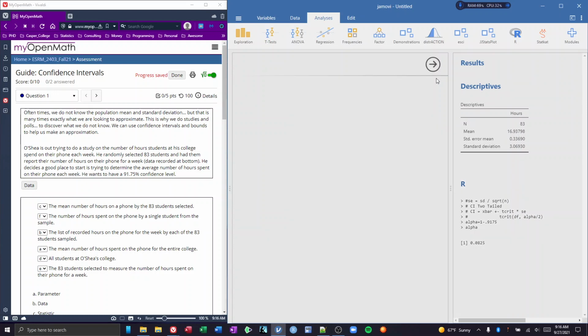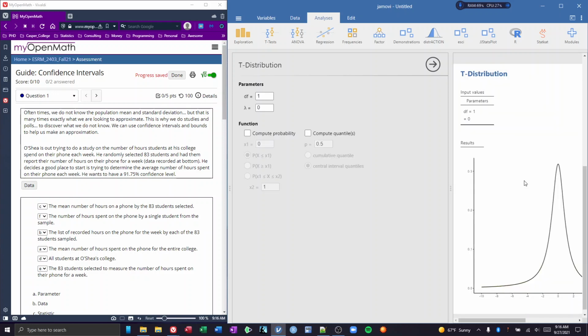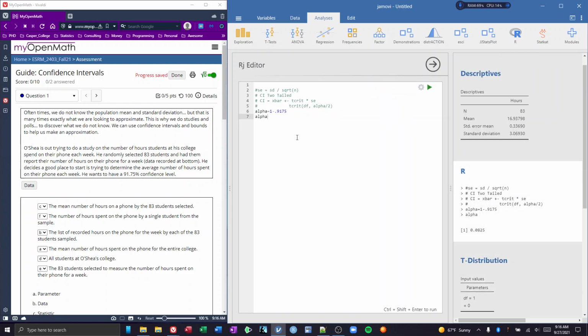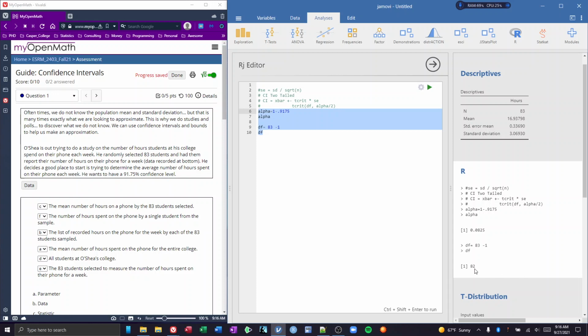When our t-distribution comes up, it's going to give us a graphic and a bunch of options. It gives us some parameters that we need to put in, and then we need to compute a quantile in order to get this t-critical. Real quick, let's go back to our editor. In here, we need to know our degrees of freedom, and the degrees of freedom is just the sample size minus 1. So our sample size is 83 minus 1. If we type degrees of freedom here and run this, it gives us 82. So we know that our degrees of freedom are 82.